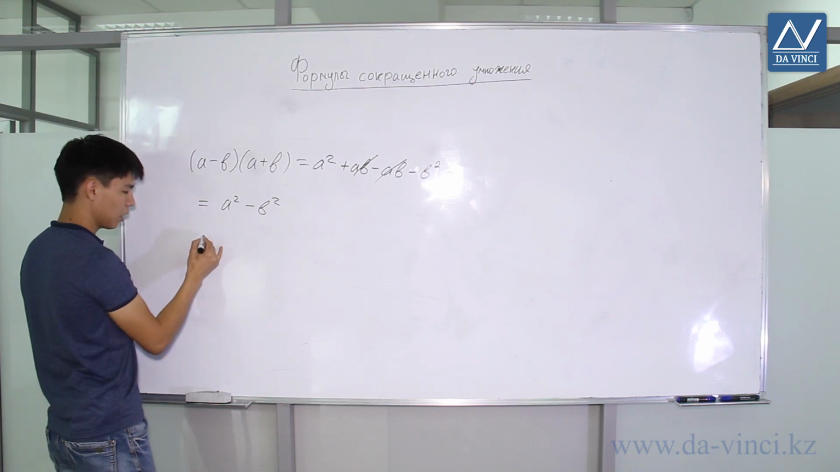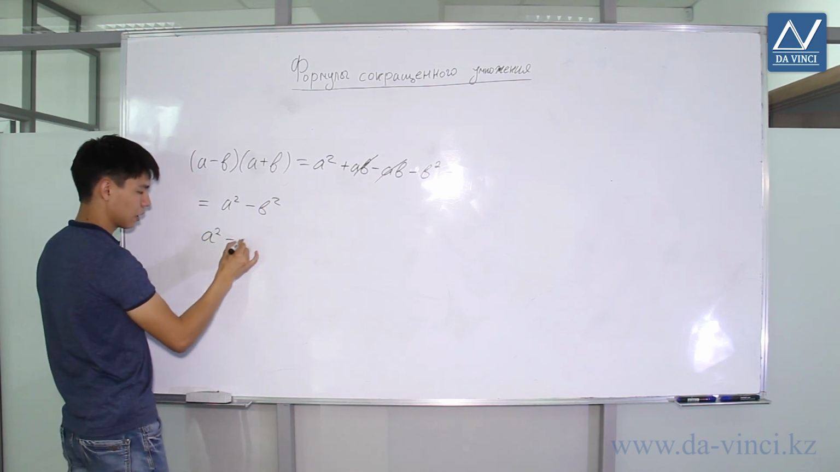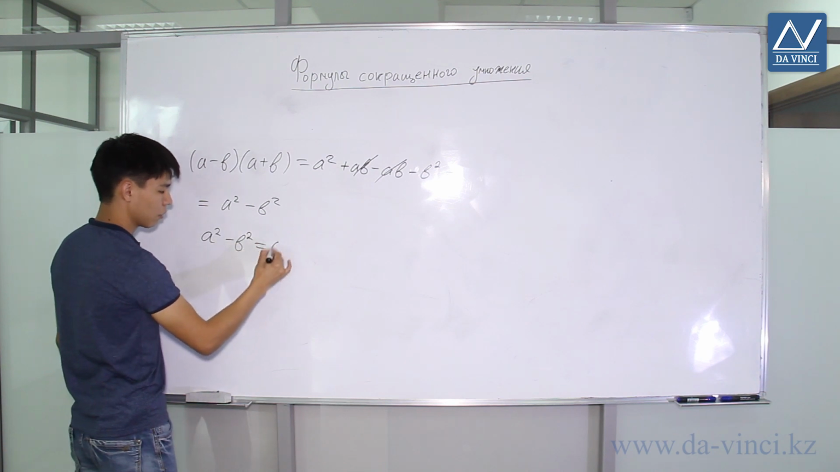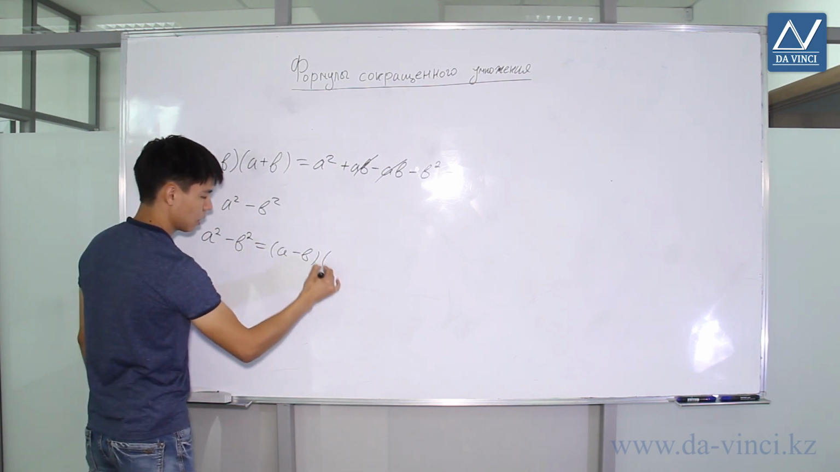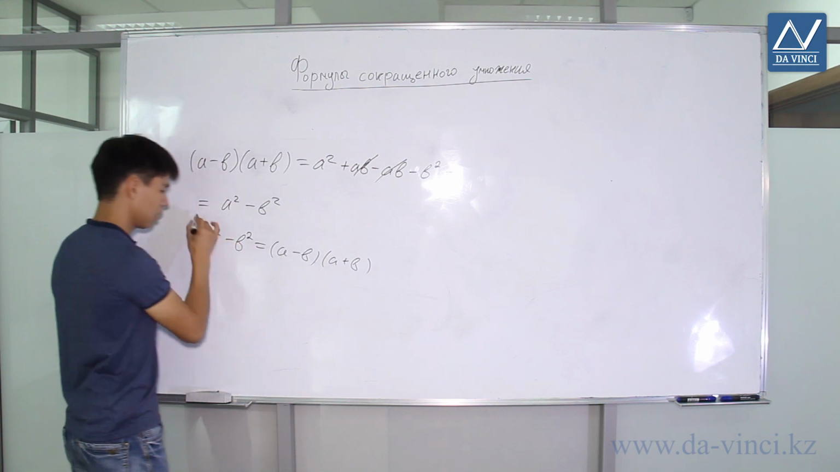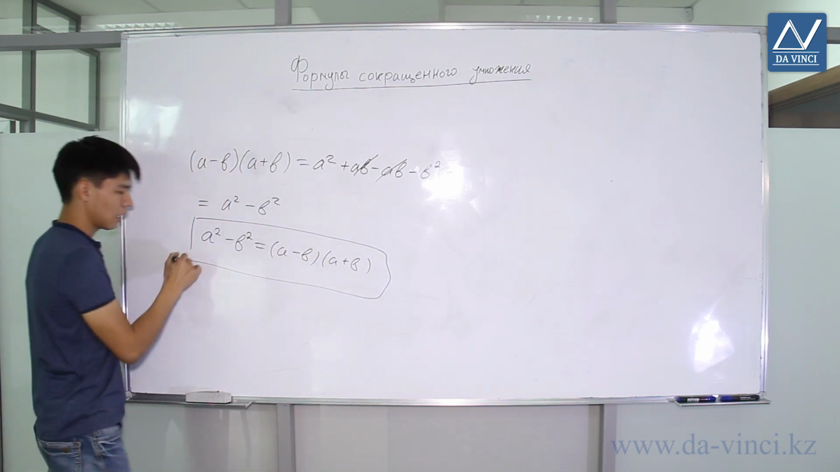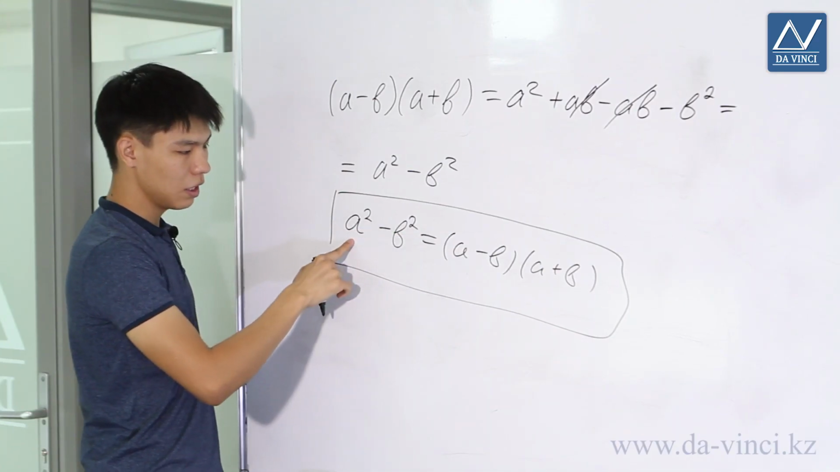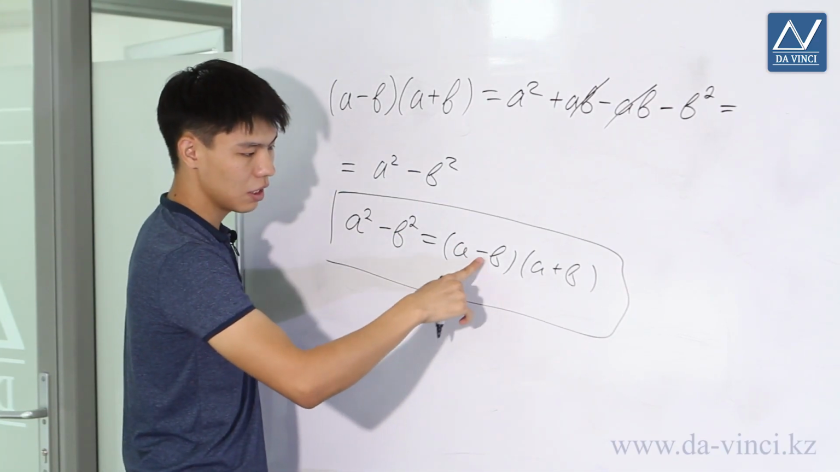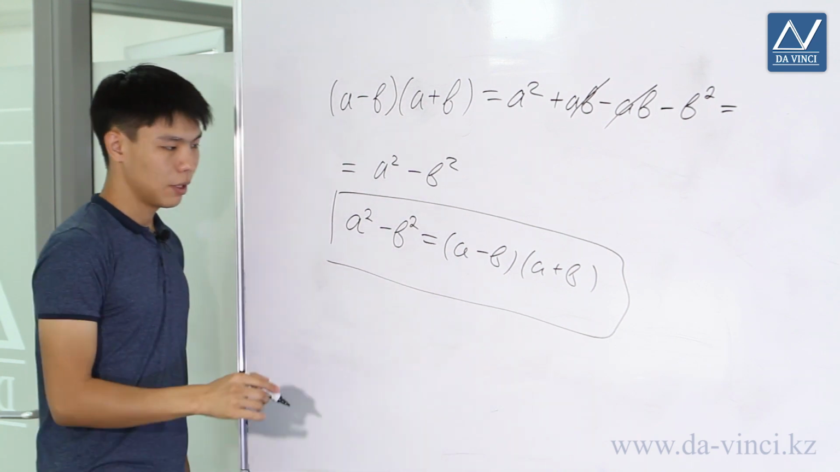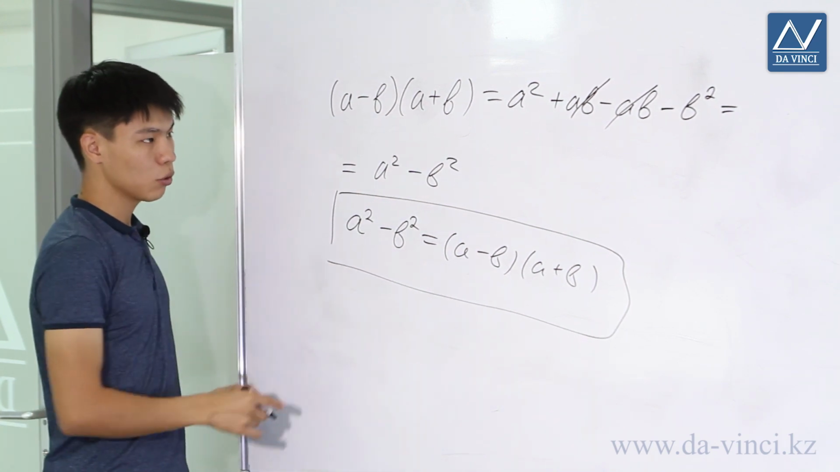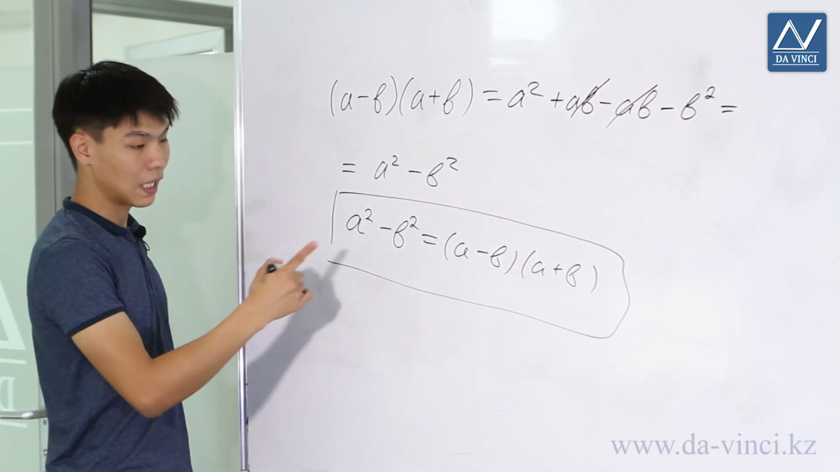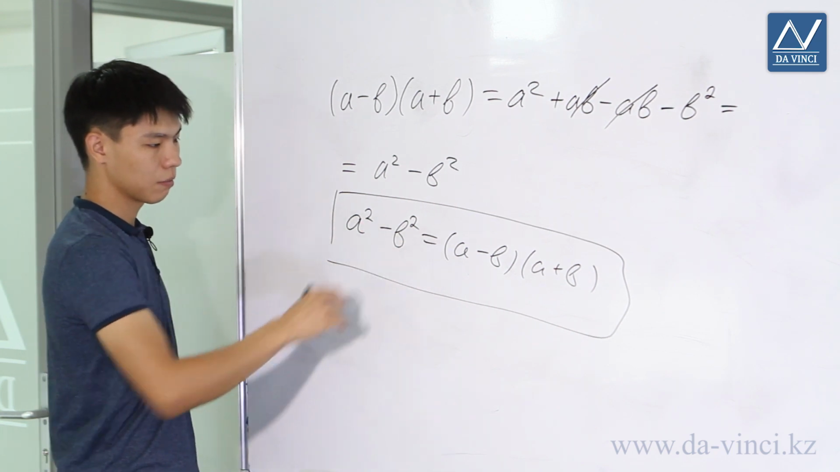After writing it in reverse order, we get the following formula: a squared minus b squared is (a minus b) times (a plus b). This formula is called the difference of the squares of two expressions. The difference of the squares of two expressions is equal to the product of the difference of these expressions by their sum. Please note that this formula should not be confused with the previous one, where we consider the square of the difference. In this case, we consider the difference of squares.